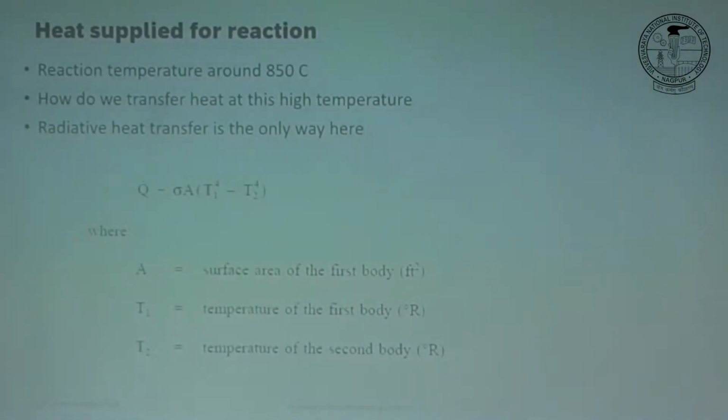And can somebody tell me what's the name of this equation? Or maybe the constant? Boltzmann constant, exactly. So here the heat transfer rate is directly proportional to the fourth power of the temperature of two bodies. Difference in temperature of two bodies to the fourth power.